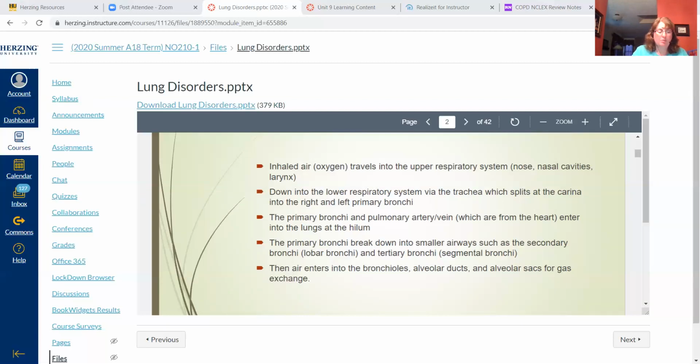Okay, I also have a couple of things on here about medications. Let's see if I can tell you guys a couple other things.